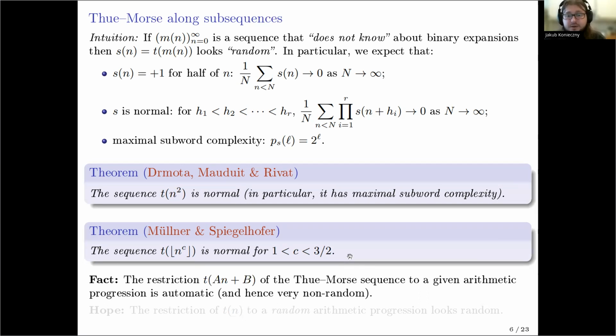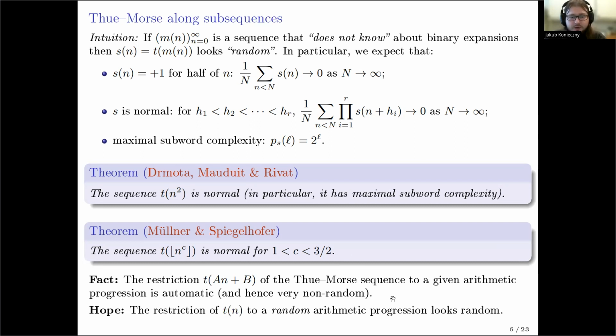So coming back to arithmetic sequences, it would be nice if we could just say the Thue-Morse sequence along some arithmetic progression looks uniform, and hence any word is going to appear. But this is very much not the case. If we restrict to an arithmetic progression, then we again get an automatic sequence. So in particular, something that looks very non-random.